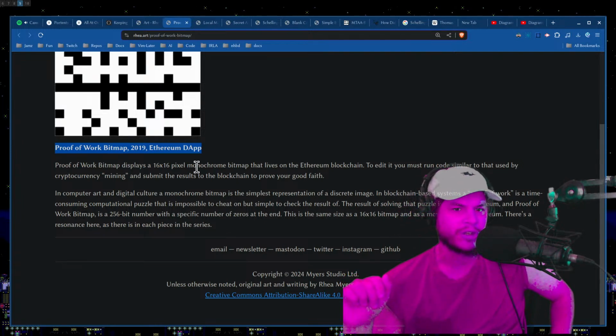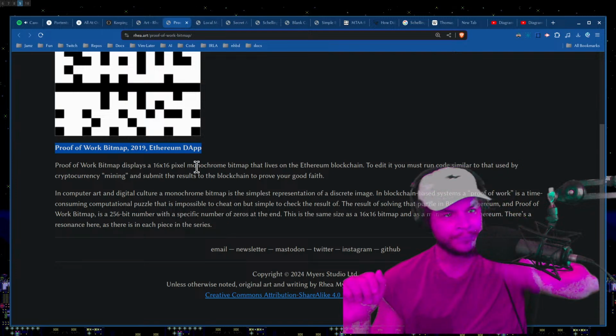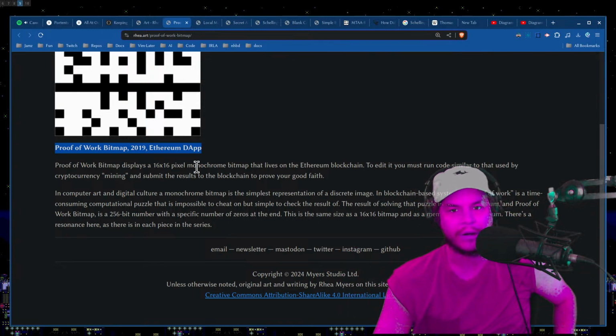Proof of Work Bitmap displays a 16 by 16 pixel monochrome bitmap that lives on the Ethereum blockchain. To edit it, you must run code similar to that used by cryptocurrency mining and submit the results to the blockchain to prove your good faith. Love that. In computer art and digital culture, a monochrome bitmap is the simplest representation of a discrete image.